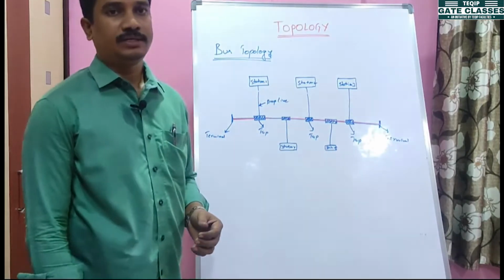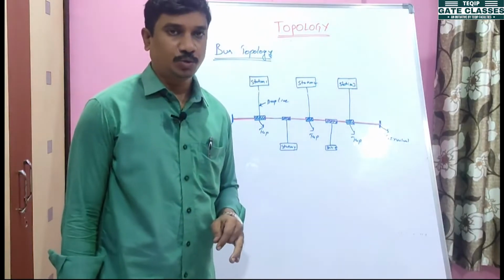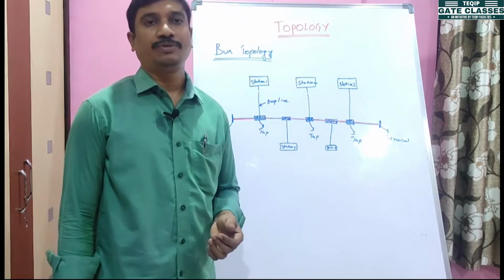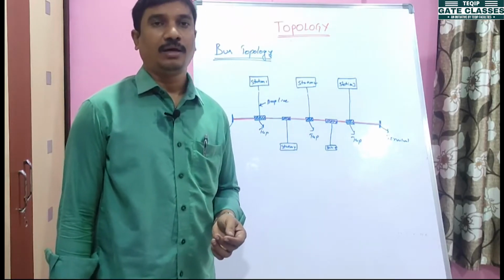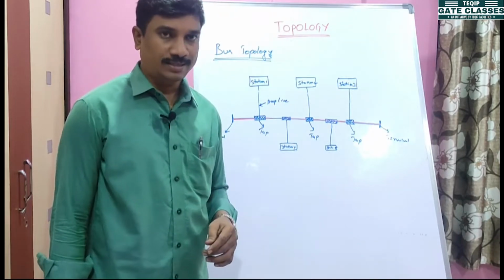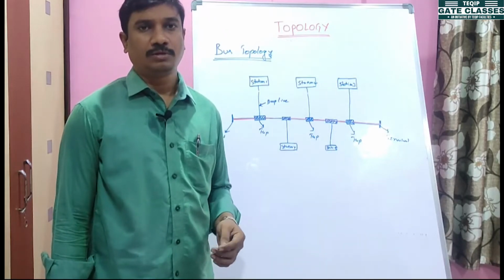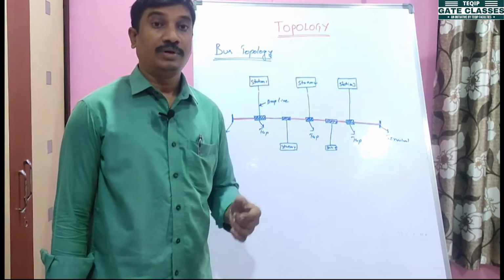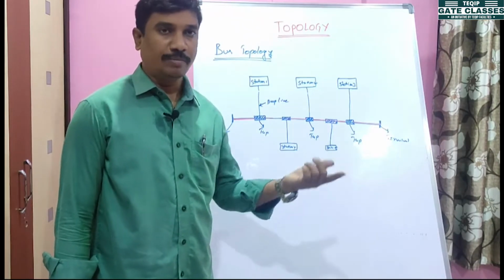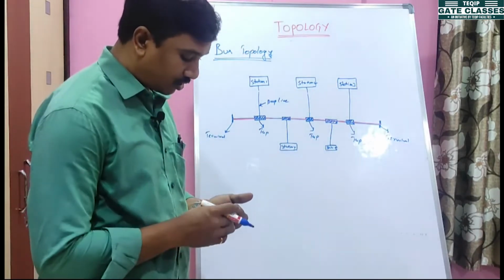Coming to the next one, the bus topology. What did we observe in the previous two topologies? In mesh topology, there are more cables and more ports, so obviously the cost increases. The star topology overcomes that: we reduced the cables and the ports. But if the centralized part, the hub or switch, fails, the total network fails. Those are the main drawbacks of the previous two topologies.